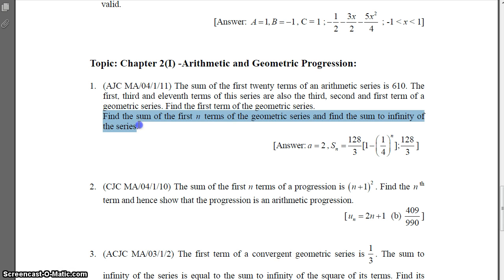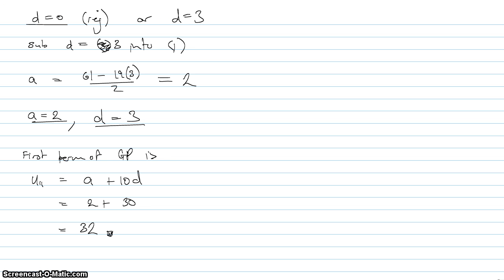What about the second part? Find the sum of the first n terms of this geometric series, and find the sum to infinity of this series. So what is this series? Well, it starts with 32. What is our GP? Recall that we were told it was going to be U11, U3, U1. So what was U11? U11 was 32. Then what's U3? U3 is going to be 2 plus 2 times 3, so it's going to be 8. What was U1? U1 was 2. So what's our common ratio? Our common ratio is multiplying by a quarter each time.